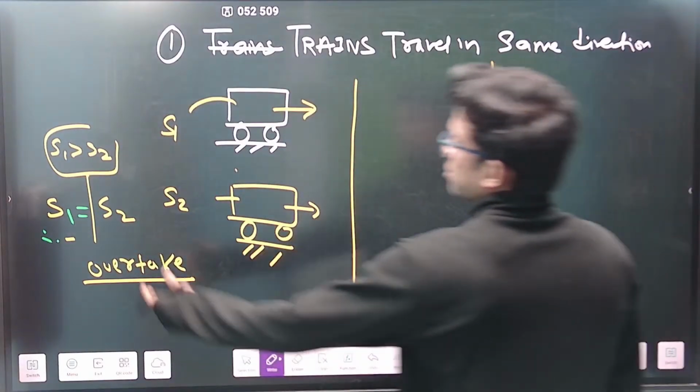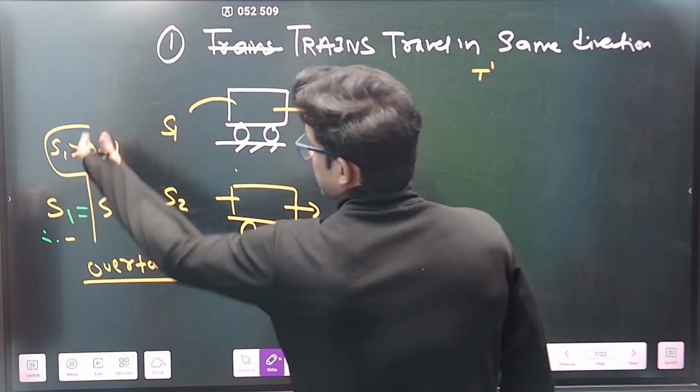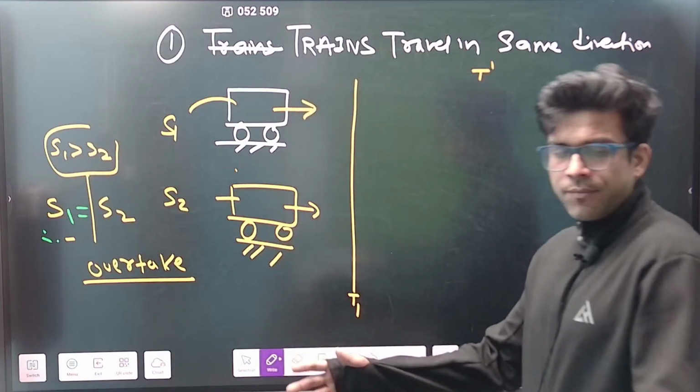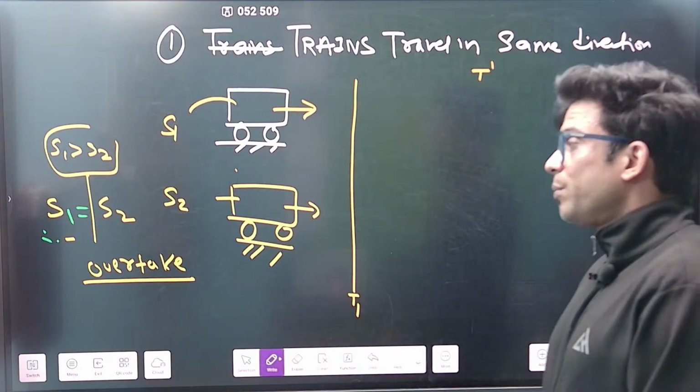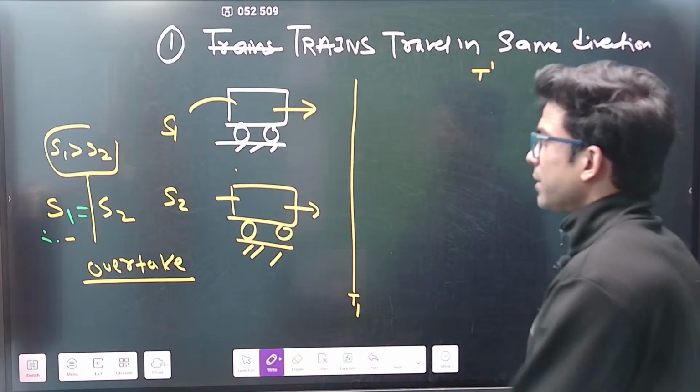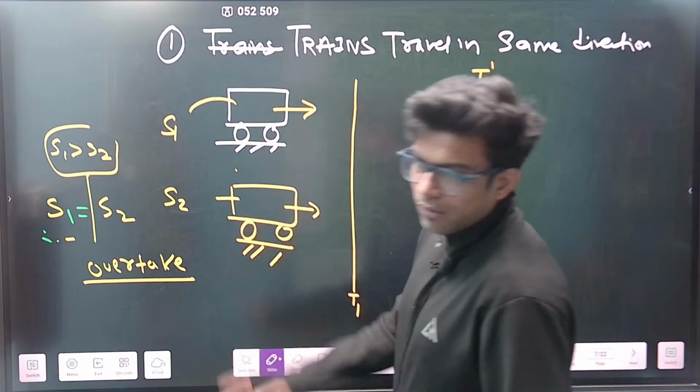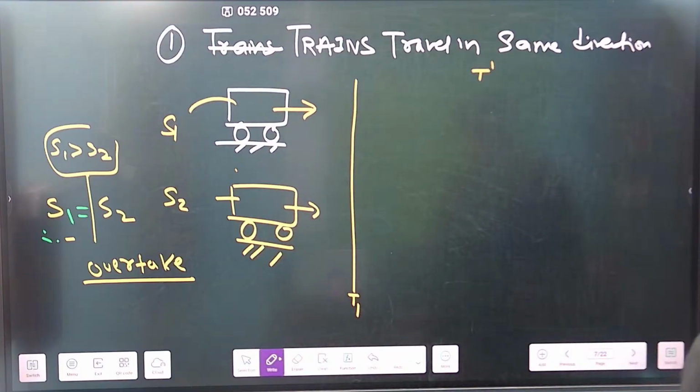Whenever S1 is greater than S2, or vice versa, you can also say that S2 is greater than S1, then also there would be a chance of overtake. Till now, I hope this is clear to everyone.